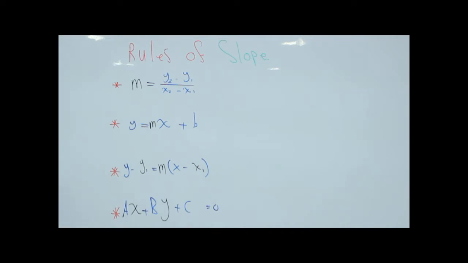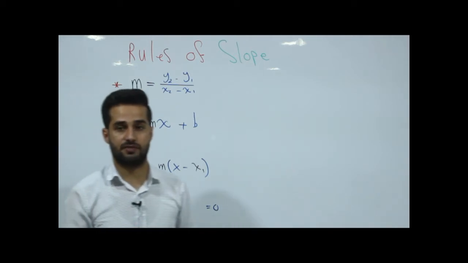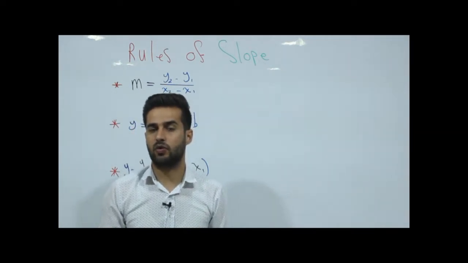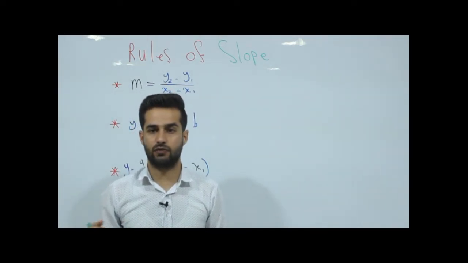One of them is m is equal to this, and the other one is an equation, the other one is an equation, and the last one is a general equation. Before those, we have to know their names. What are the names of these four types?